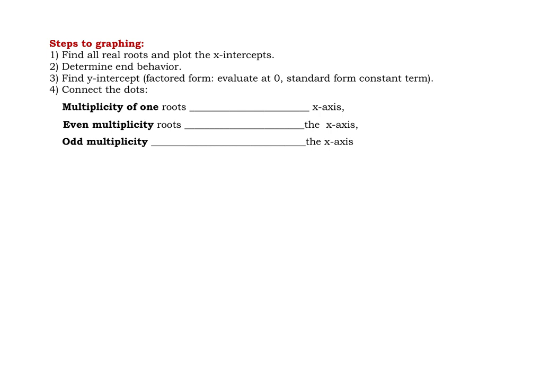Okay, a couple other things. When we're graphing, we're going to find all the real roots and plot those x-intercepts on the x-axis. We're going to think about the end behavior. If there's a y-intercept, in factored form, we're going to evaluate everything at x equals 0. In standard form, it's the constant term.